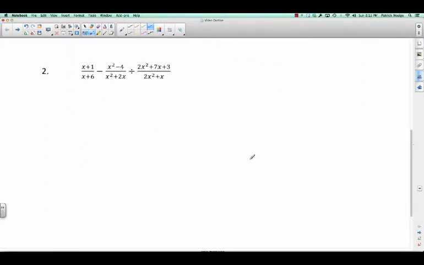Alright, next one. We have a subtraction step, we have a division step. What must we do first? Division. So with division, again, you are factoring before you do anything else. So we're doing this first.